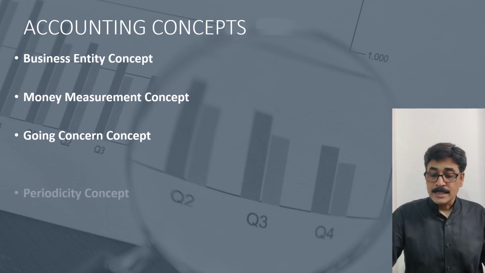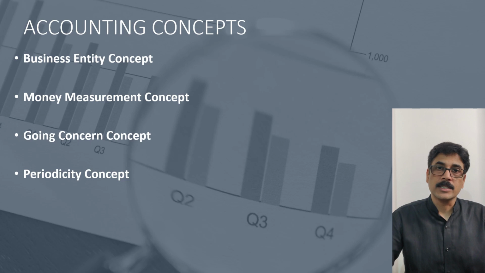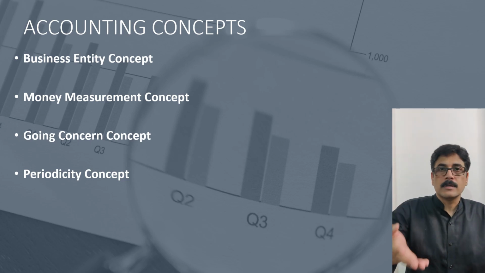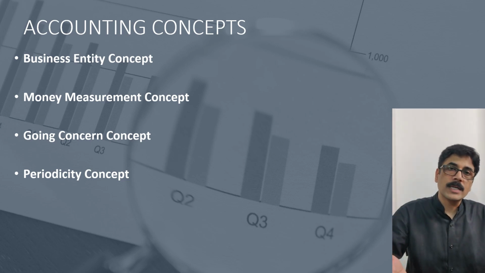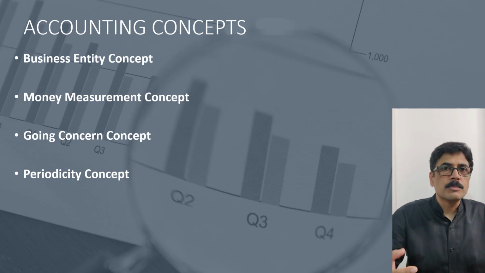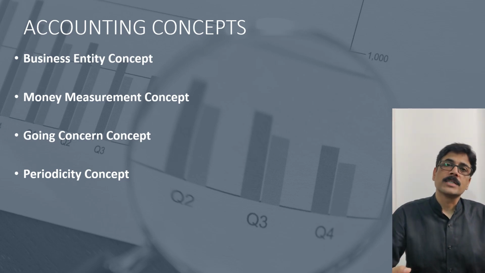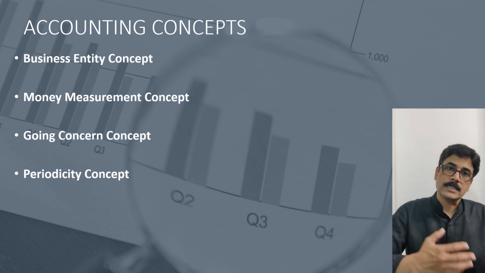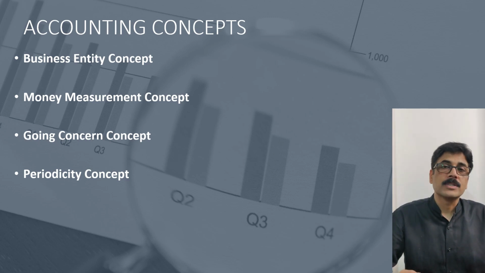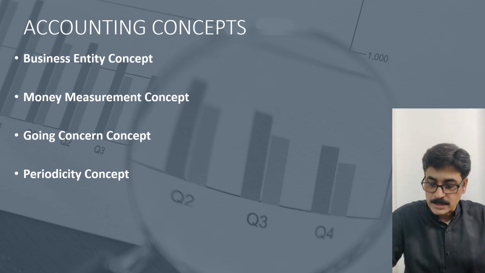So that's why this periodicity concept has been introduced, that over a period, let's say a financial year or quarter, you close your books of accounts and record what your profit is and what the assets and liabilities are at that point of time. So this is how the periodicity concept has come up.